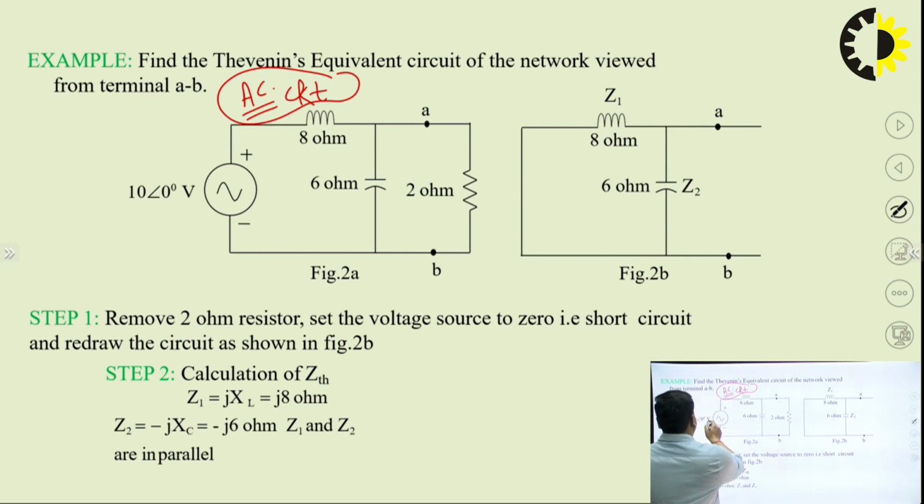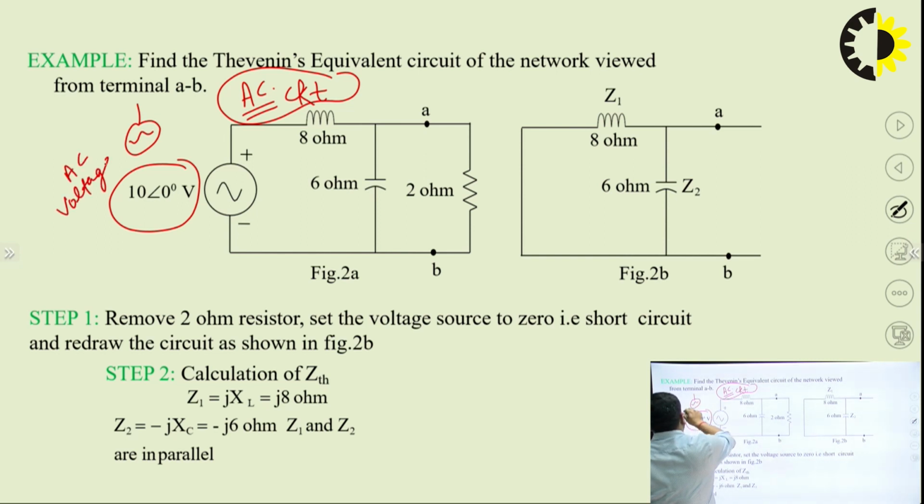So here it is the voltage source that is given, 10 angle 0. Here it is the symbol of an AC voltage source. Just keep in mind, here it is 10 angle 0. In an AC system, we all know that the magnitude as well as the phase angle are there.